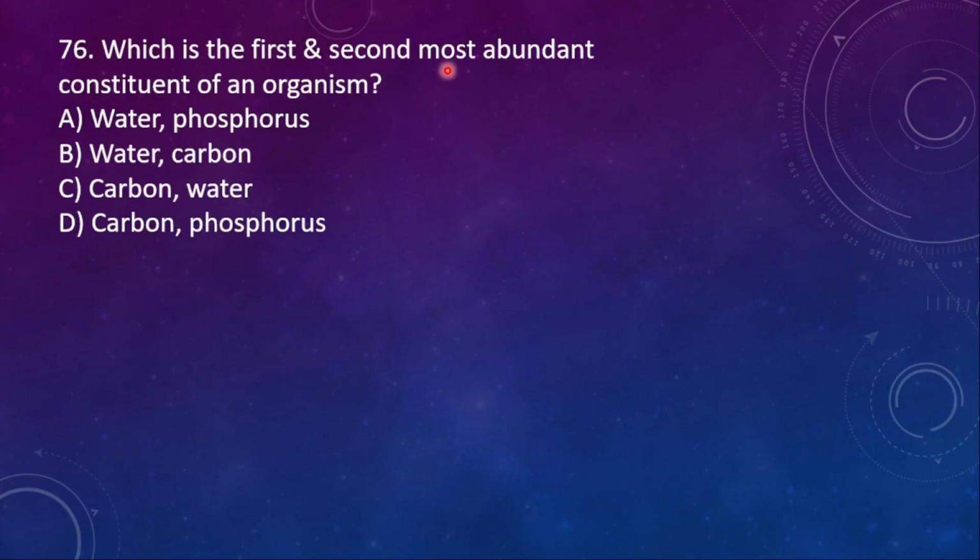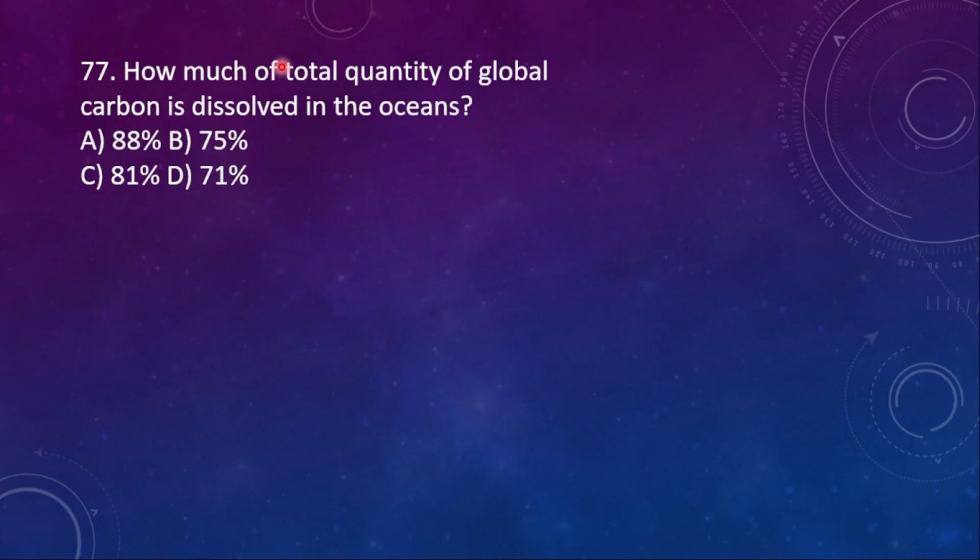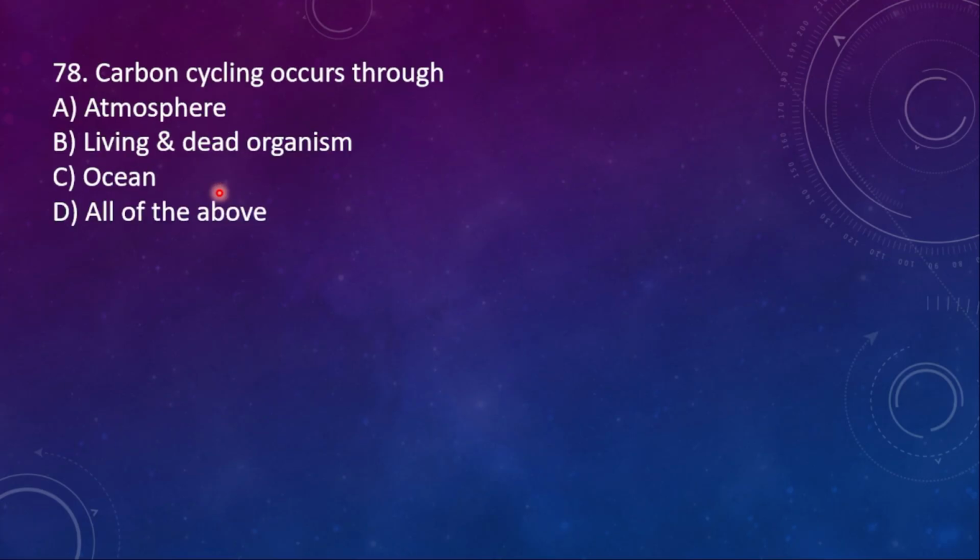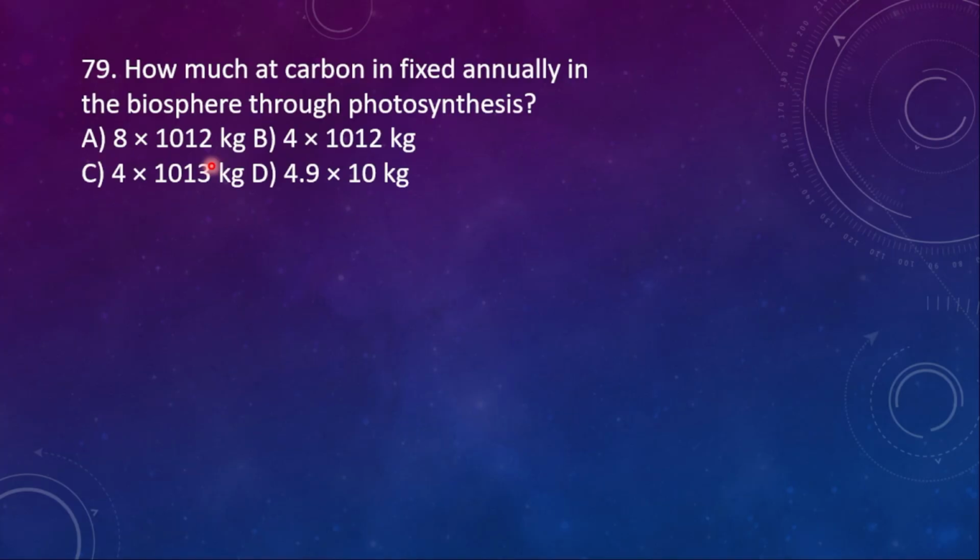Which is the first and then second most abundant constituent of an organism? Water and carbon. 77. How much of total quantity of global carbon is dissolved in oceans? 88, 75, 81, 71. Here the right option is 71%. Carbon cycling occurs through atmosphere, living and dead organism, ocean, all of this. So here the right option is all of these.